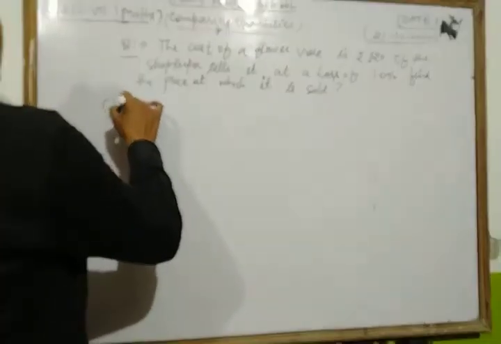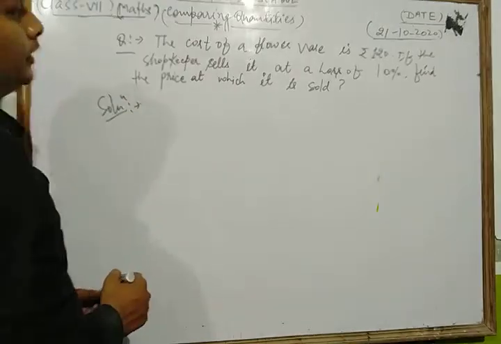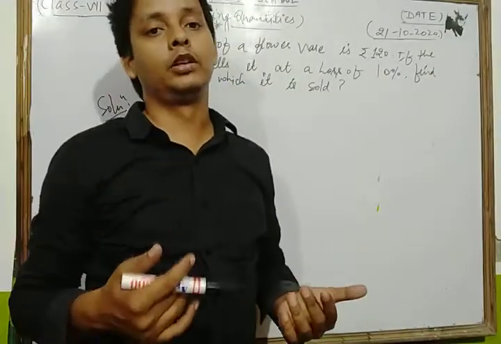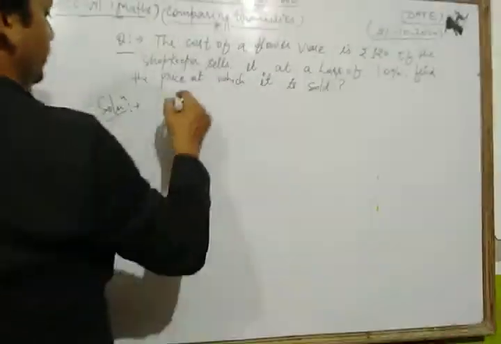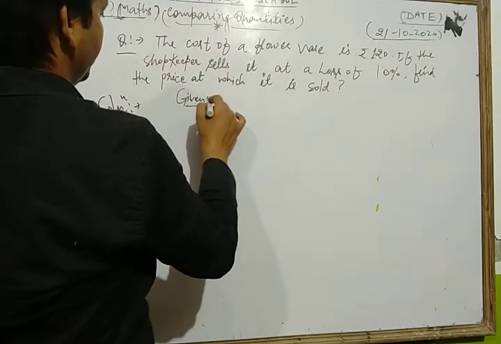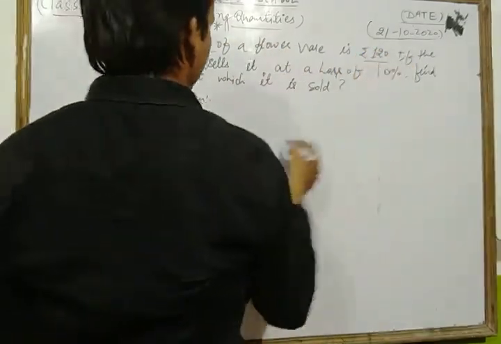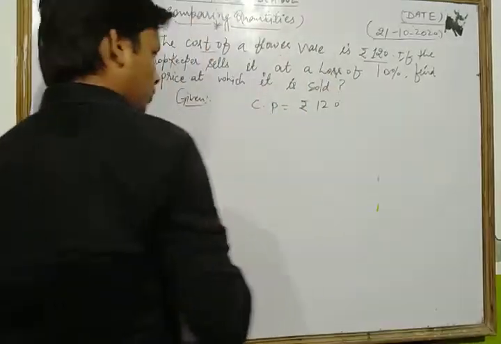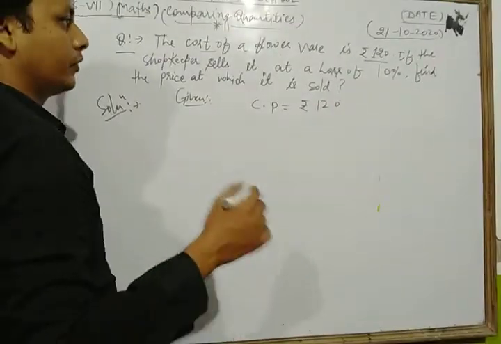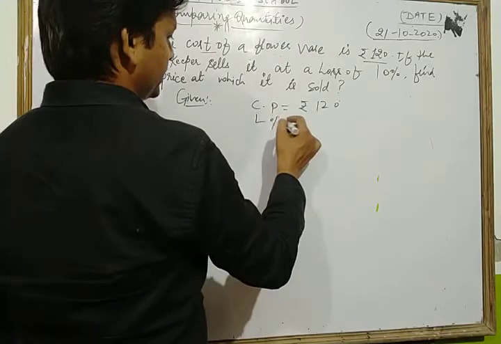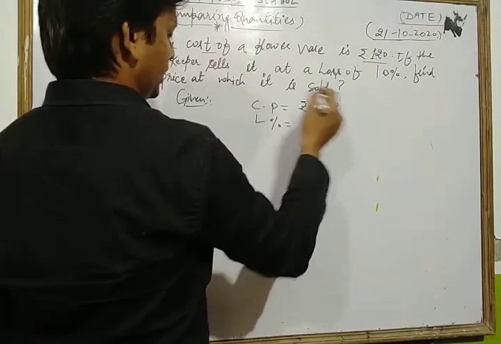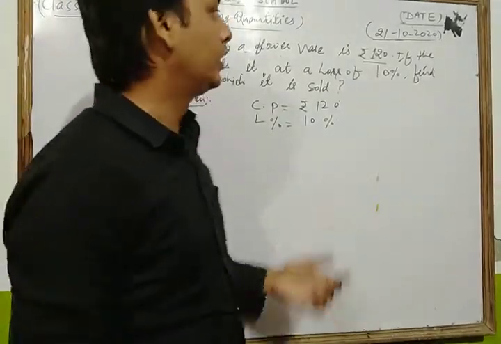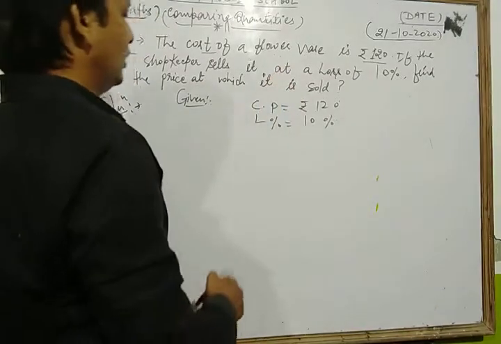Let's see its solution. Dear friends, this is a very important question. First of all, in that type of question, we write the given. What is given? The cost of a flower vase is rupees 120, which means the cost price of that object is rupees 120. If the shopkeeper sells it at a loss of 10%, the loss percent is given as 10%. Now find the price at which it is sold, which means we find the selling price.